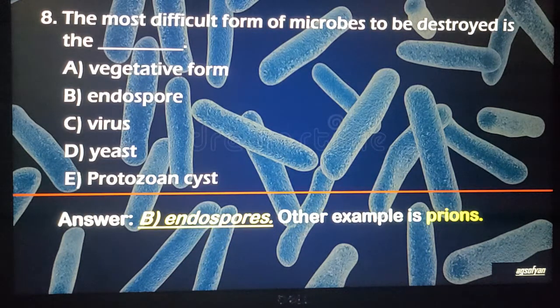Yes, the answer is B. Endospores. Again, endospore is the most difficult form of bacteria to be controlled. Other example is prions.